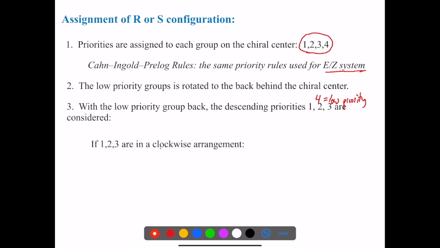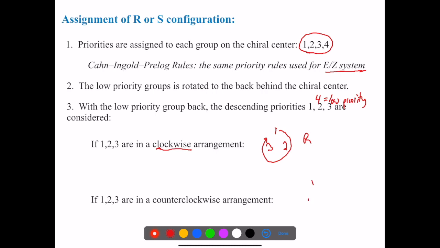Are they in a clockwise arrangement? 1, 2, 3. Then this would be R. Are they in a counterclockwise arrangement? 1, 2, 3 would be counterclockwise. That is S.